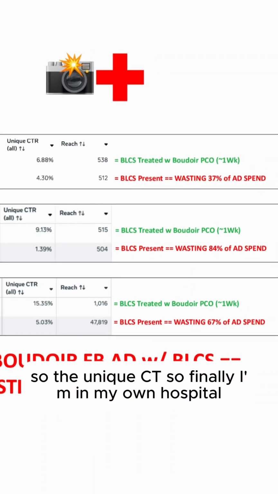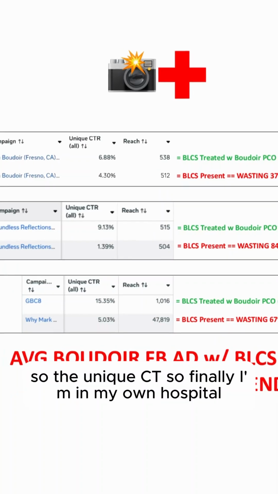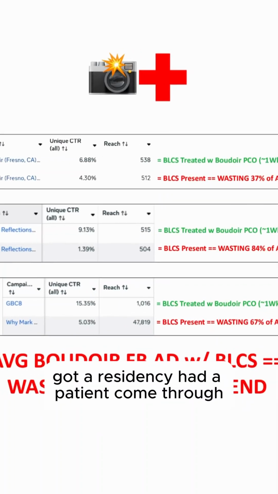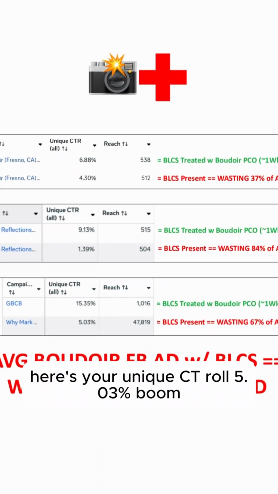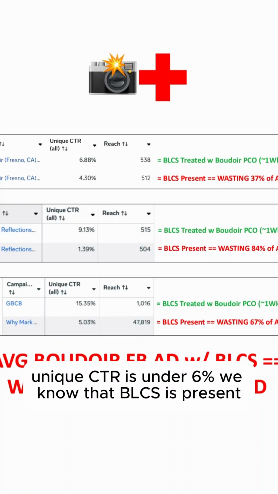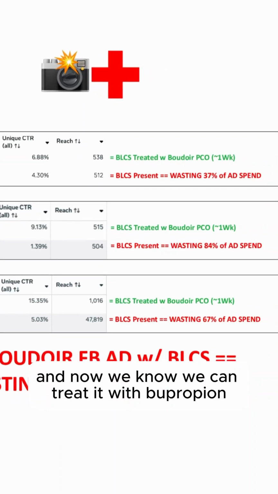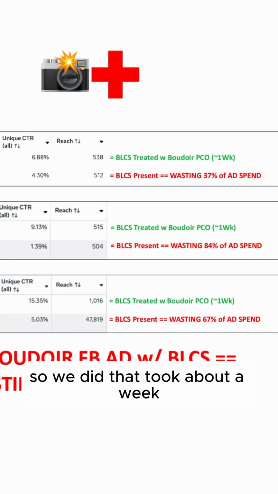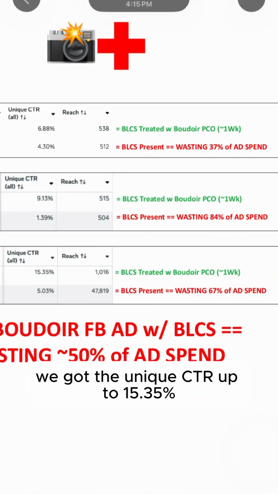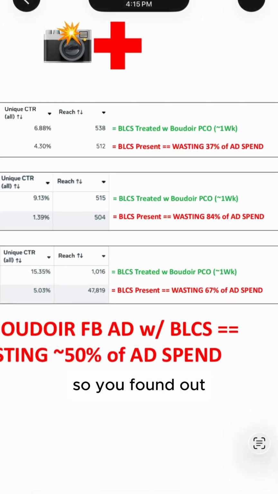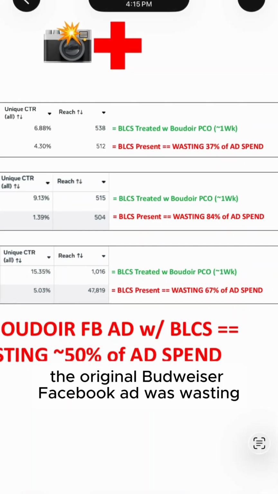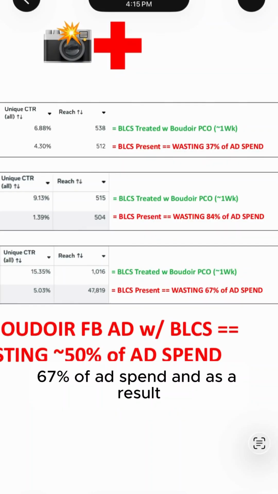So finally, in my own hospital, I got a residency, had a patient come through. His unique CTRL, 5.03%. Boom, unique CTRL is under 6%. We know that BLCS is present. And now we know we can treat it with Boudoir Pico. So we did that, it took about a week. We got the unique CTRL up to 15.35%. So we found out the original Boudoir Facebook ad was wasting 67% of ad spend.